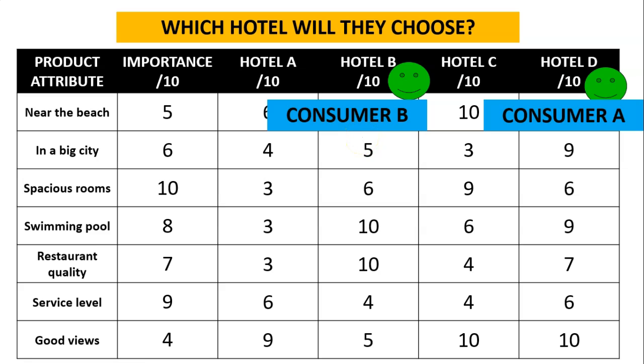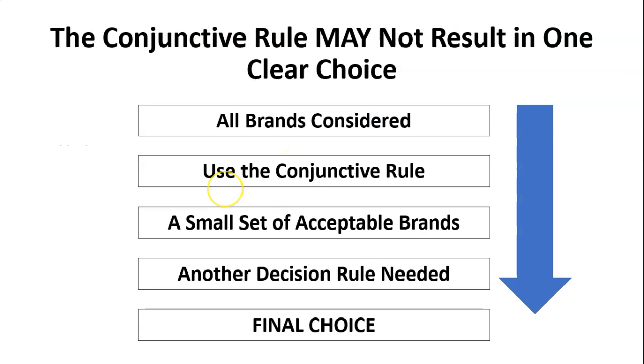They both used the conjunctive rule, but they both ended up with different decisions, and that is because they used different attributes and different scoring levels. So just because two consumers use the same decision rule, they still reflect back on what they're looking for and what their needs are, and indeed they will come up with most likely a different choice.